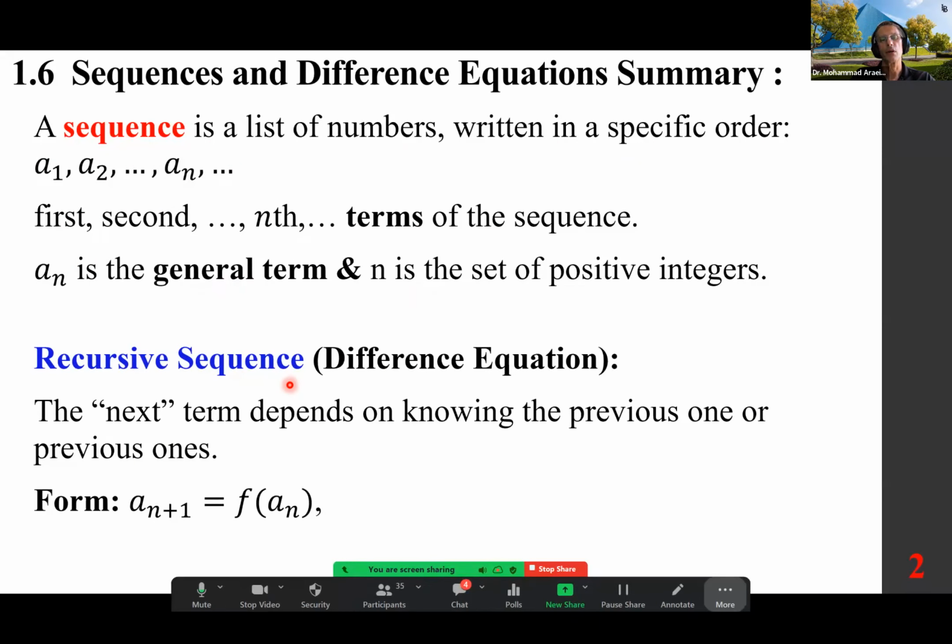Recursive sequence, also known as difference equation. That's a type of sequence where the next term depends on knowing the previous one or previous ones. We write down a sub n plus 1 equals f of a sub n. That's the way we write it.